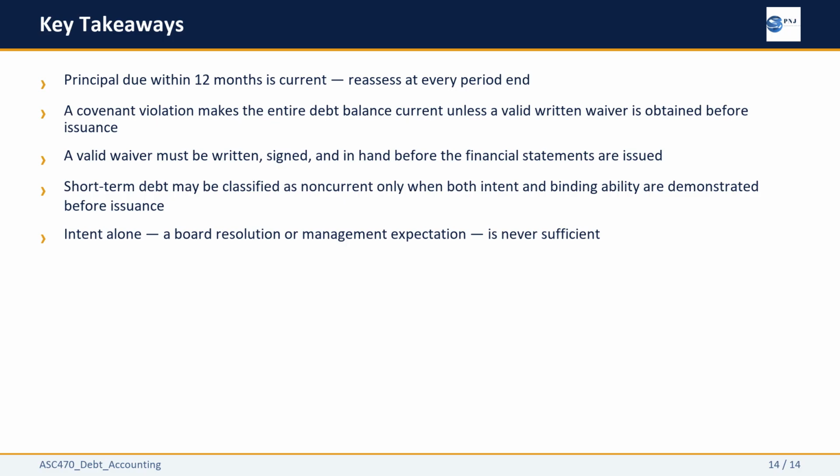Principal due within 12 months is current, no exceptions. Reassess every period. A covenant violation forces the entire balance to current unless you have a written, signed, pre-issuance waiver. That waiver must arrive before the financial statements go out, not after. Short-term debt can only be reclassified as non-current when both intent and a binding refinancing agreement are in place before issuance. And intent alone is never enough. The board resolution does not protect you. Apply these rules consistently, document everything, and you will handle debt classification with confidence.